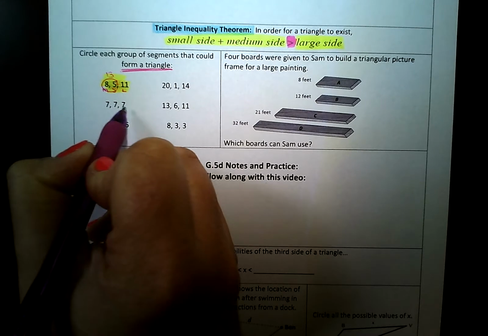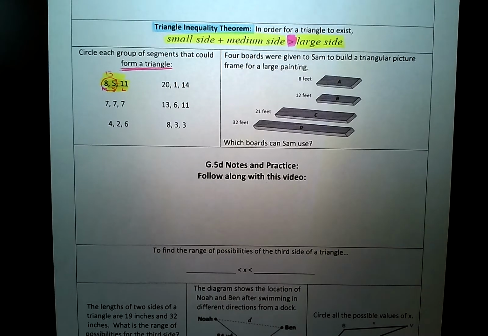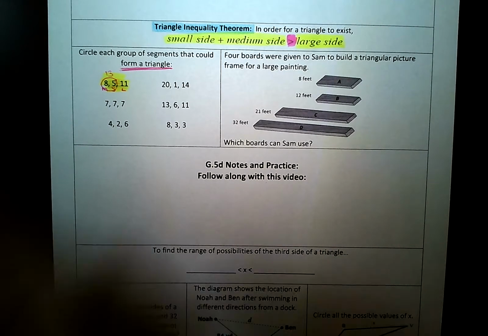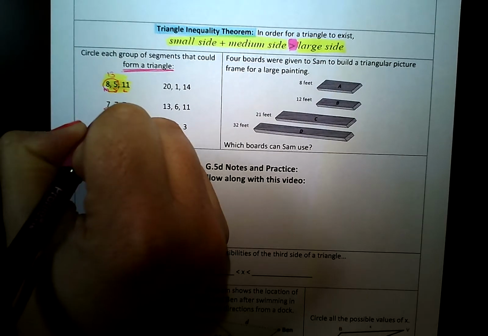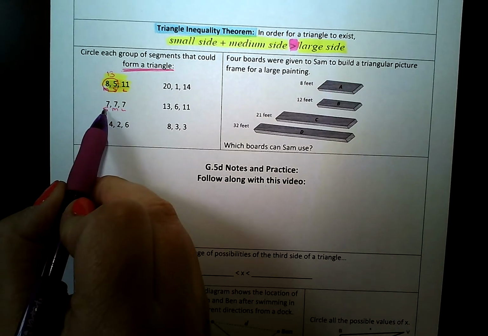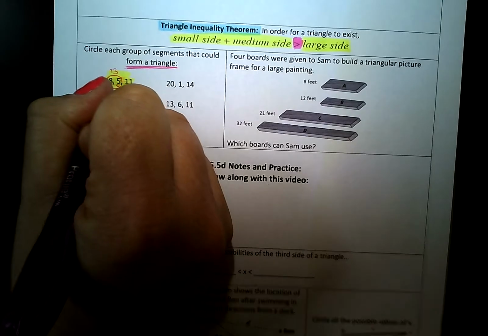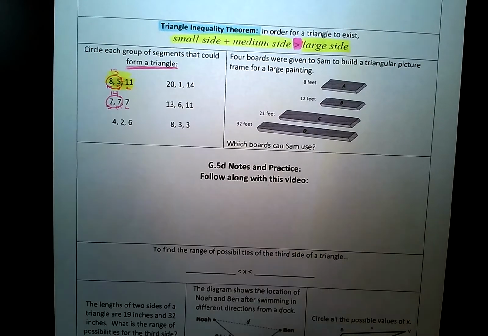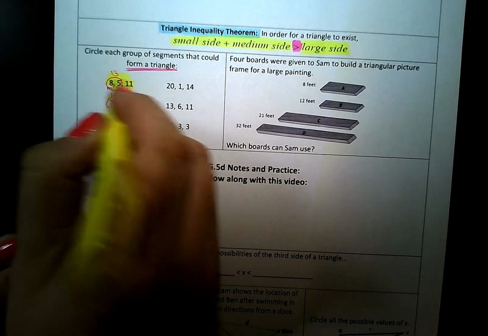Down here, 7, 7, and 7. Whoa, okay, no short, medium, or long, so I'm just going to identify short, medium, and long. Here, this would be an equilateral triangle, a triangle where all the sides are exactly the same. 7 plus 7, that makes 14, and of course 14 is more than 7, so we're good to go. An equilateral triangle there.